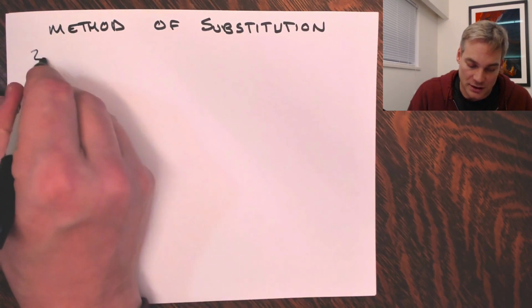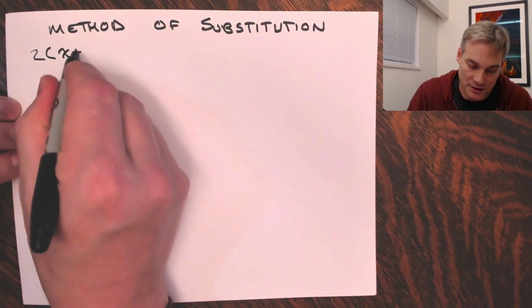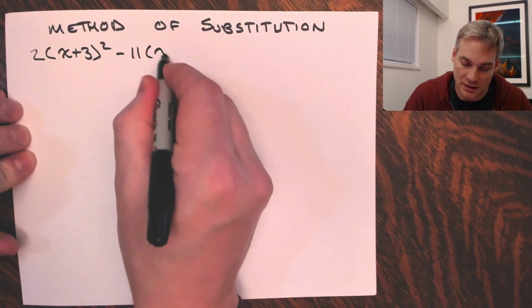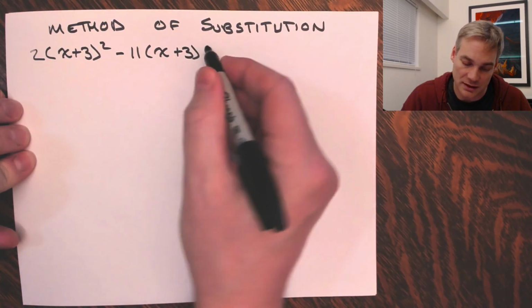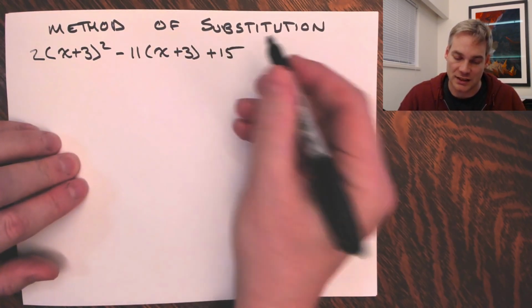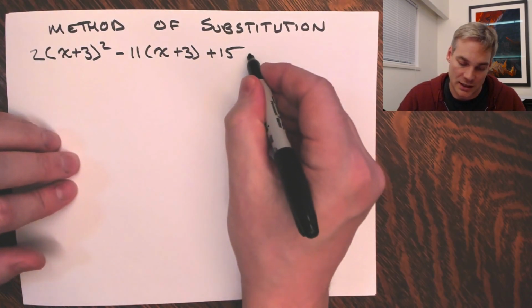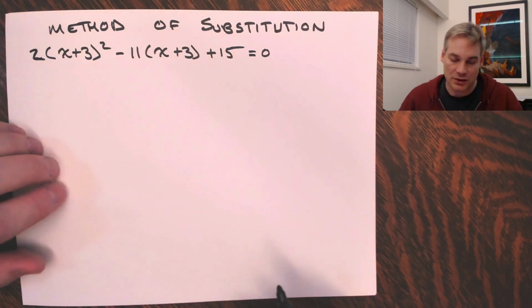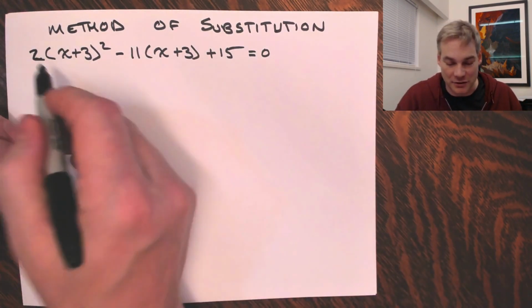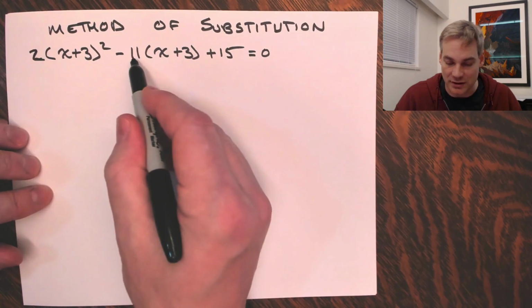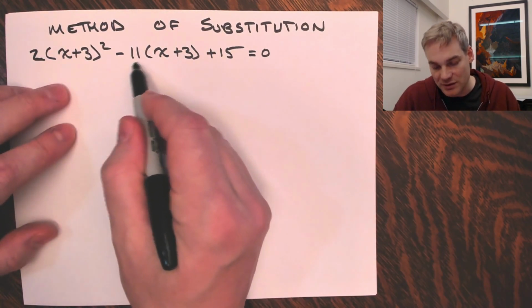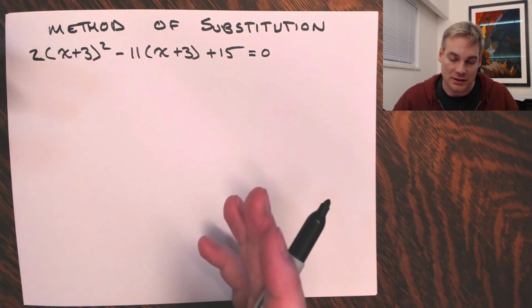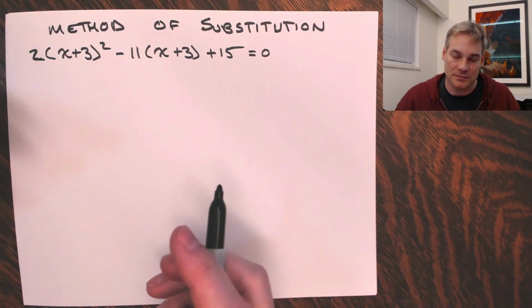Okay, so let's say we have 2(x + 3)^2 - 11(x + 3) + 15. Let's say it equals 0. So if we're looking at this, you'd have to FOIL this out, then you'd have to distribute the 2, and then you also have to distribute the 11, and then solve for x, and group like terms and all these things. So it does kind of make for a pain.